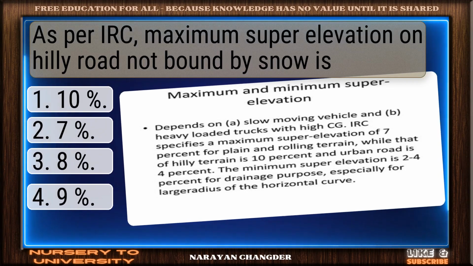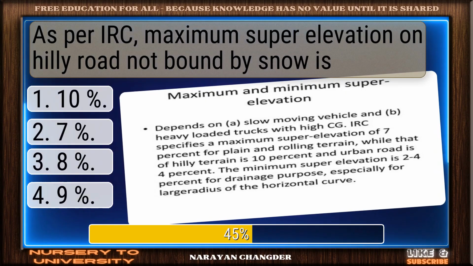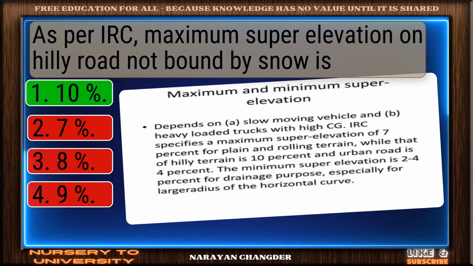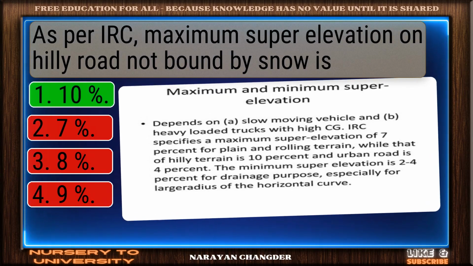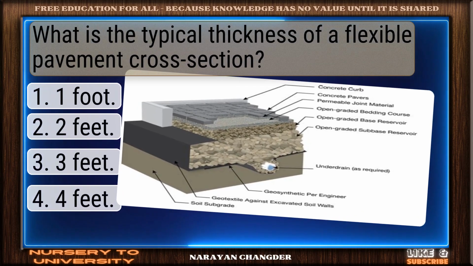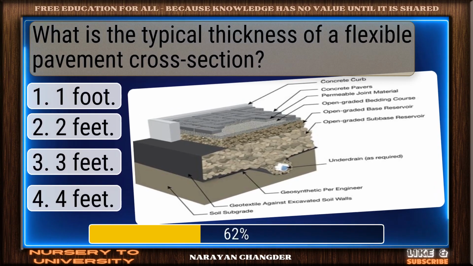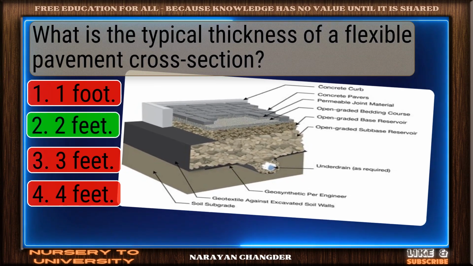As per IRC, maximum superelevation on hilly road not bound by snow is? Correct response. 10% is the most accurate answer. What is the typical thickness of a flexible pavement cross-section? Smart pick. 2 feet is the correct choice.